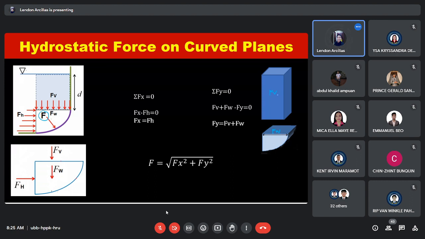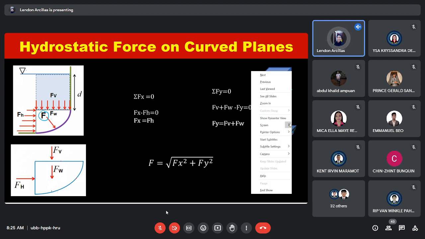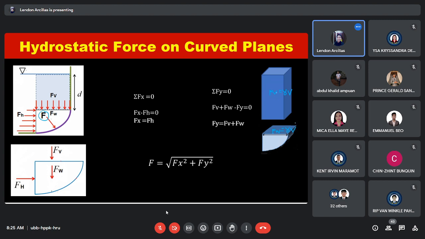Okay? So sa buoyancy, ang formula natin sa weight or force is the specific weight times the volume, right? Naalala pa to? Specific weight times volume. So, ganun din yung pag-solve natin sa F of V and F of W. We need the specific weight of this liquid and the volume of this liquid. Since this is a rectangular prism, that is just length times width times height.